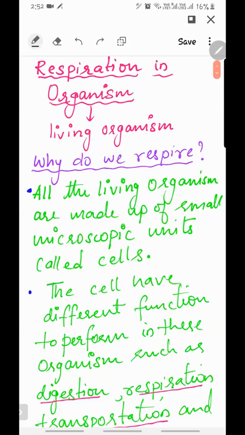Sir, what is meant by ATP, sir? Adenosine triphosphate. It is an energy. Type of energy, sir? No, no, no. It is energy. Energy is ATP. Okay, sir. Thank you, sir. ATP is a form of energy, adenosine triphosphate.